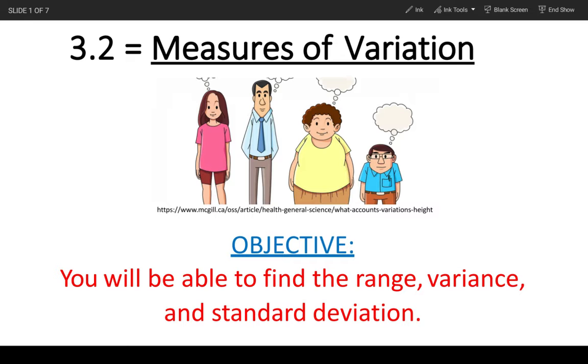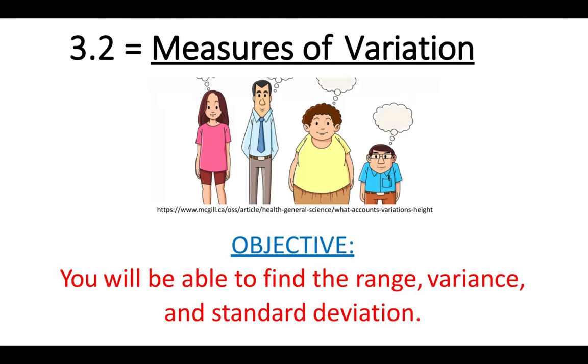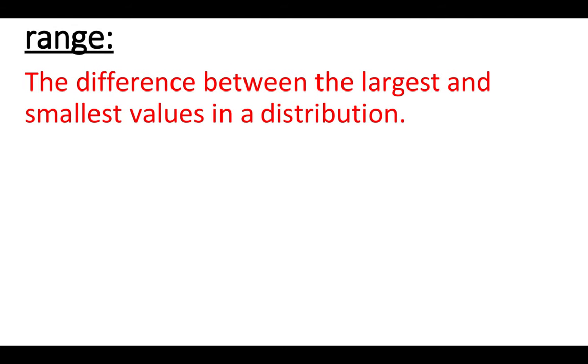So we are going to be talking about range, which is probably the one measure of variation that you have seen in your life. And then we're also going to talk about variance and standard deviation. So let's start by defining range. If you remember back in the day, you probably learned it along with mean, median, and mode. Range is just the difference between the largest number and the smallest number in a distribution. Just do the biggest one minus the smallest one.